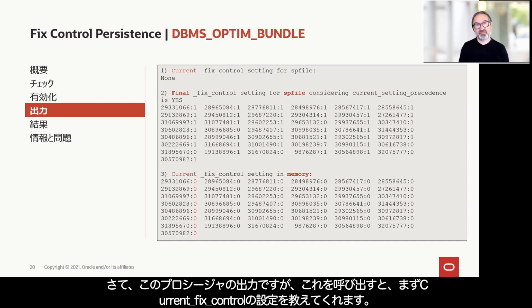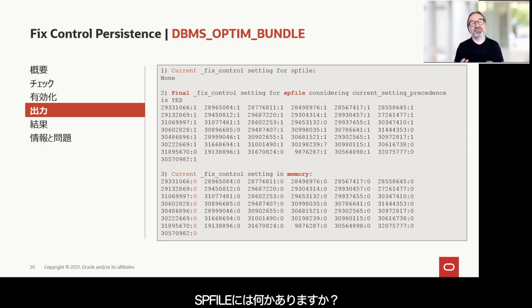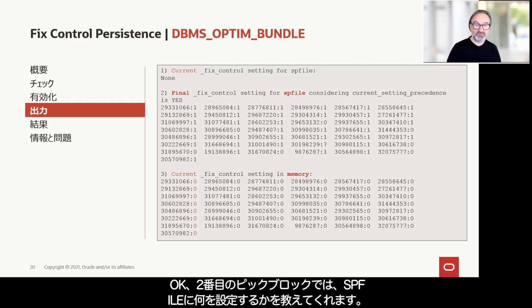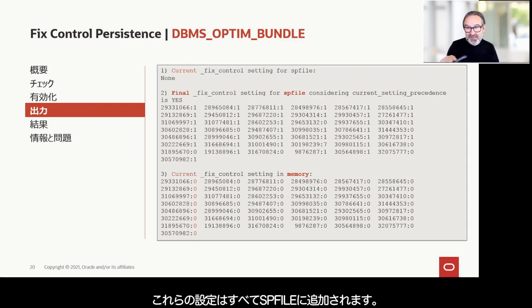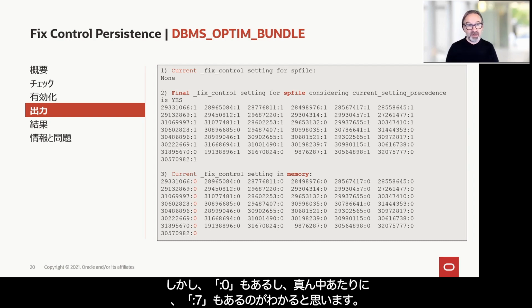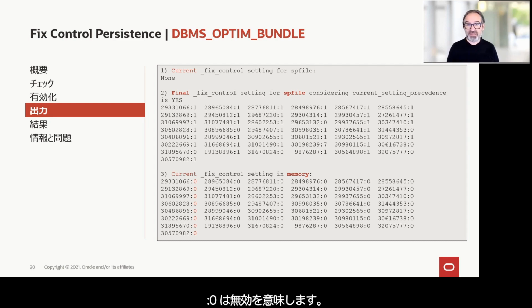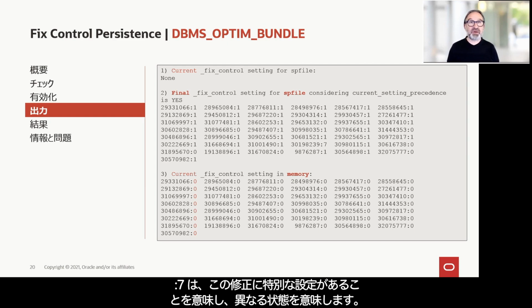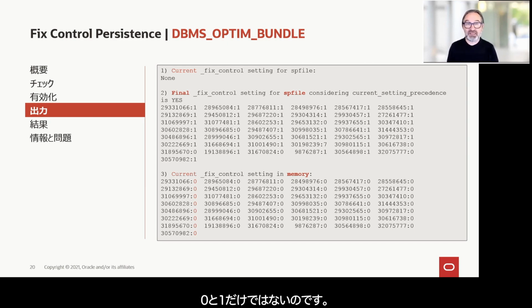Now the output of that procedure, when I call this, it tells me first, what is your current fix control setting? Is there anything in my SPFILE? And it says none. Okay. In the second big block, it tells me now what it will set in my SPFILE. So all these settings here will be added to my SPFILE. And you may wonder about this :1. Typically :1 after the fix means it's enabled. But you see there's also :0, or in the middle pillar, you see in one case there's a :7. So :0 means it's disabled, and :7 here means there's a special setting for this fix. So it has different states. It's not just 0 and 1.